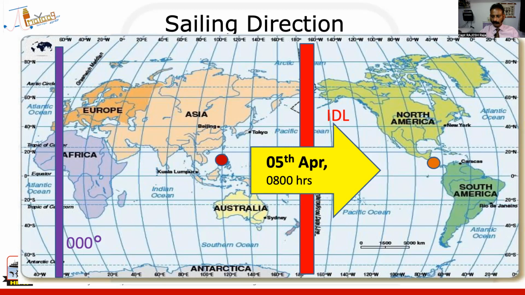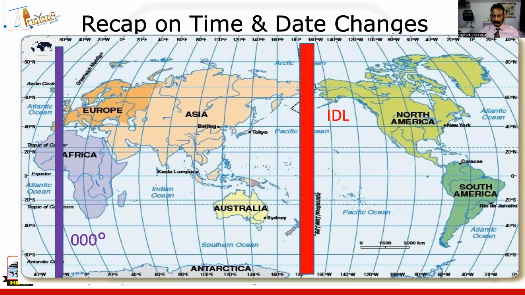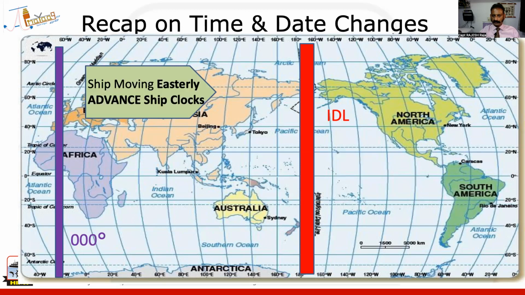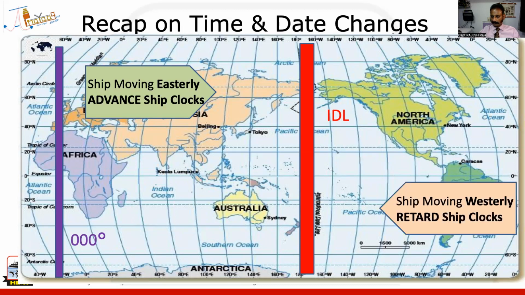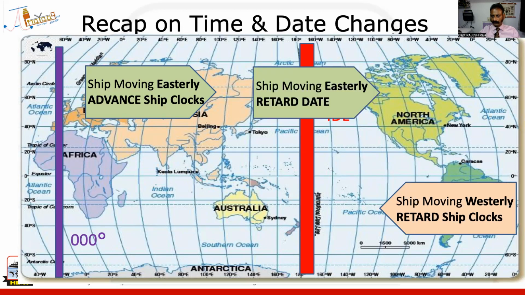I'm going to do a recap of our clock change and the date change before I proceed with the question. So please have a look at the clock change and date change. Whenever you sail easterly, you will advance the ship's clocks. Whenever you sail westerly, you will retard the ship's clocks. But as I said, in case you are crossing the IDL, the international date line, please remember on the same easterly motion, I'm going to retard the date.